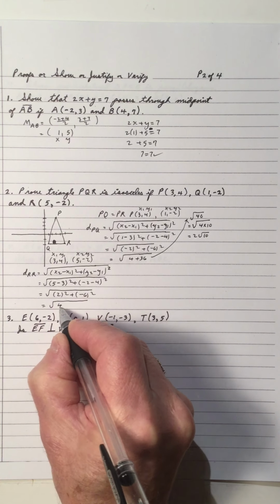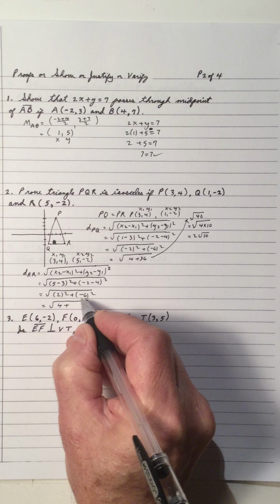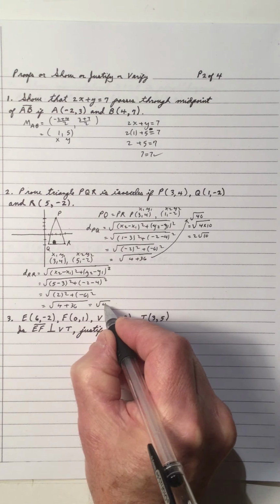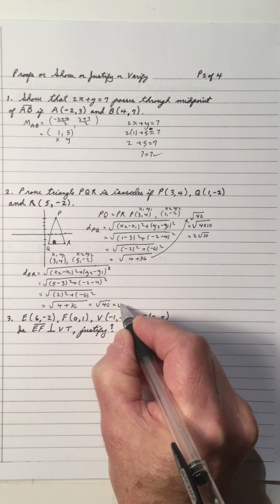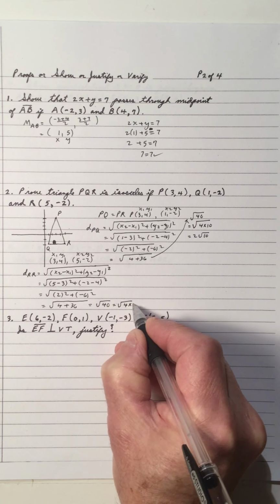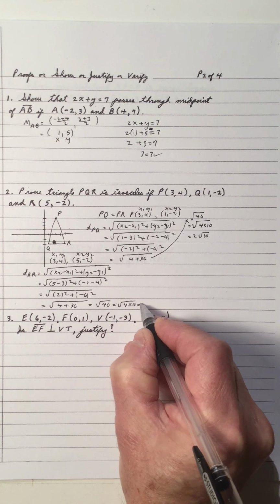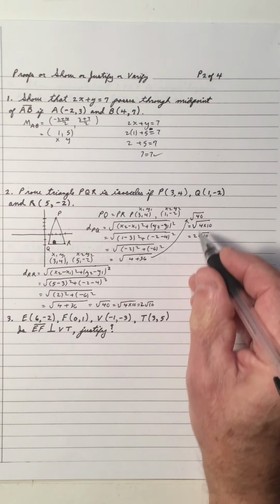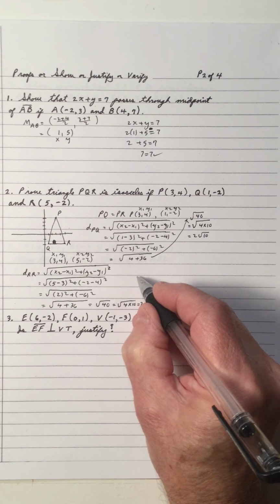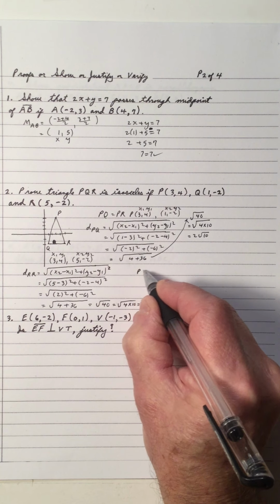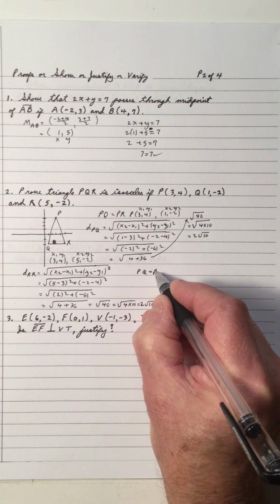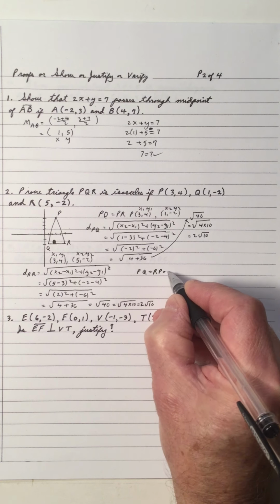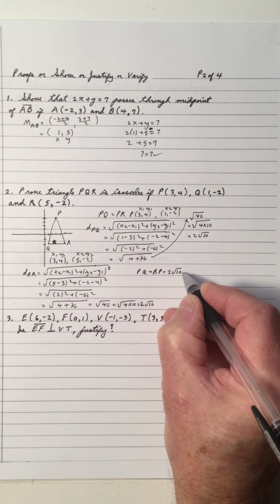So 2 squared is 4. Negative 6 squared is negative 6 times negative 6, which is 36. That's the square root of 40. And again, it's the square root of 4 times 10, so it's 2 root 10. I could have left them as square root of 40 and square root of 40. And notice that PQ is equal to PR, which is equal to 2 root 10.